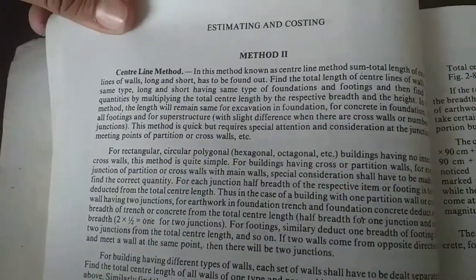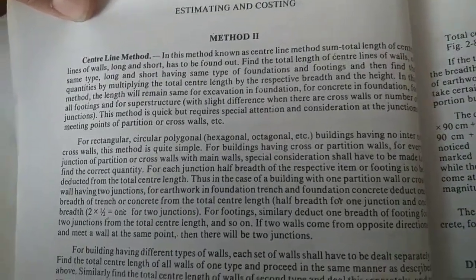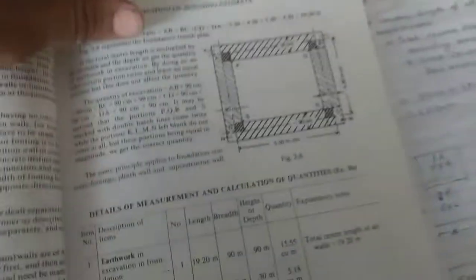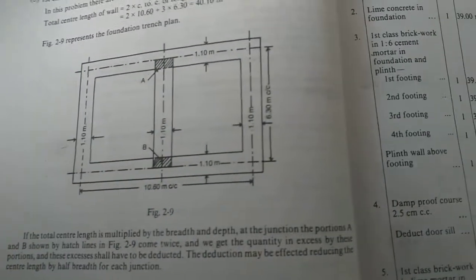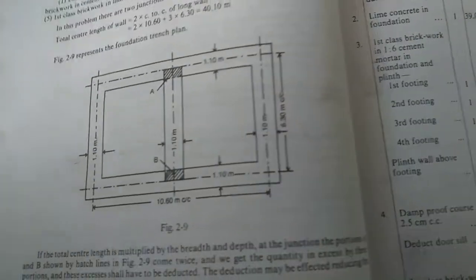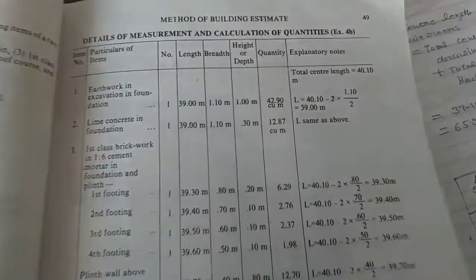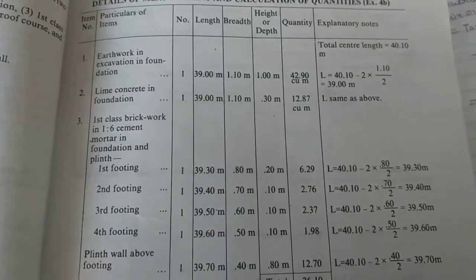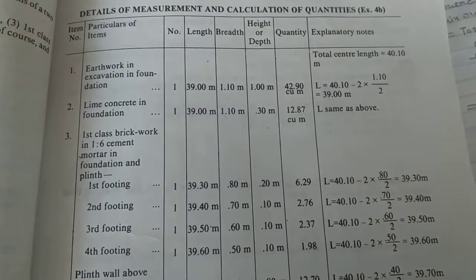Hello, welcome back to the next section of this estimation and costing. We had talked in the last lecture about the center line method. In this method, we calculated for one room, then for a two-room building, and we also discussed this junction concept. The center line method is nothing but measuring or using the total center length of the structure.